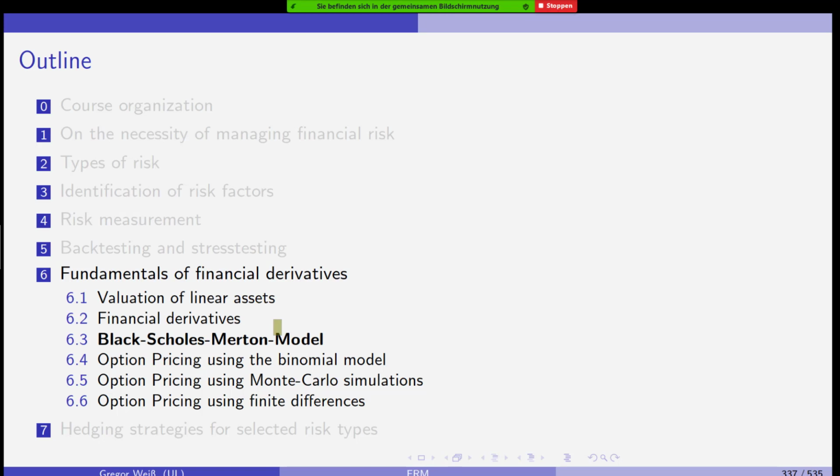I will stop the recording for a second, get something to drink, and if you have any questions concerning forwards and futures, we can answer your questions right now and then continue with the Black-Scholes Merton model.